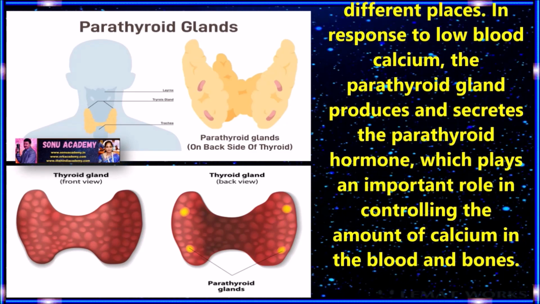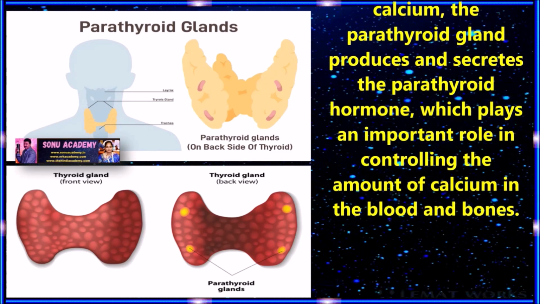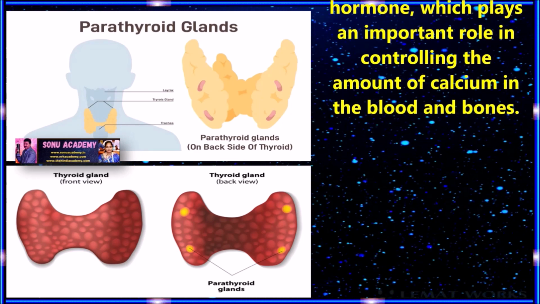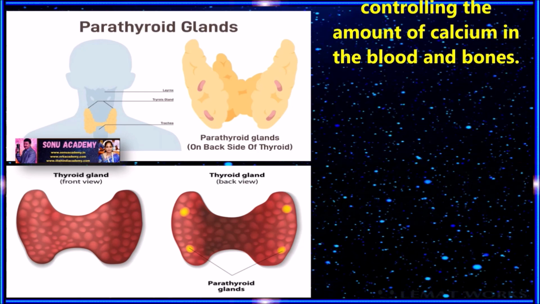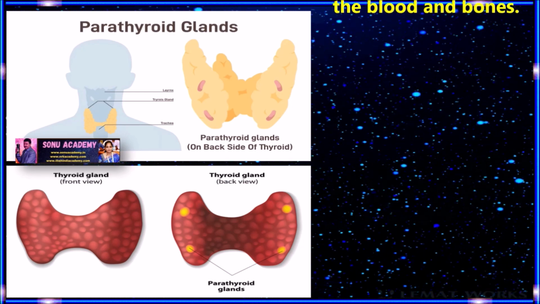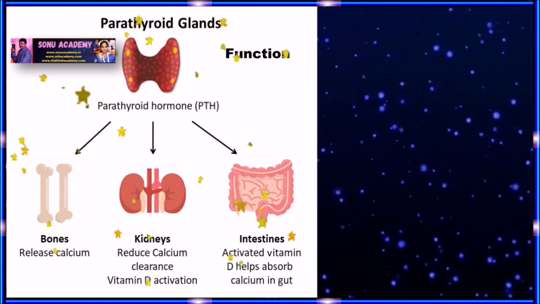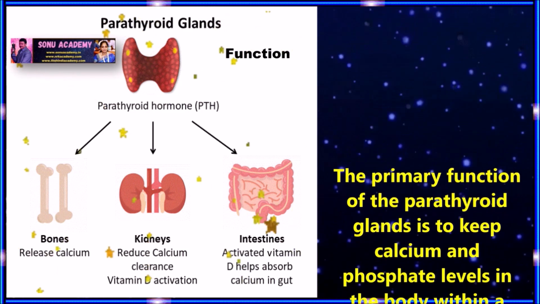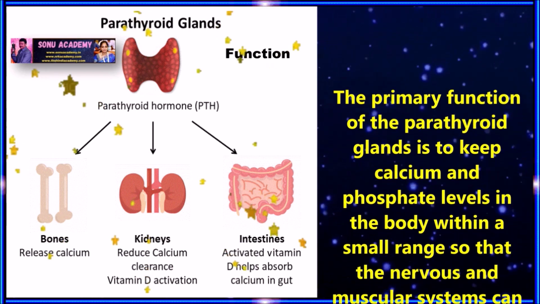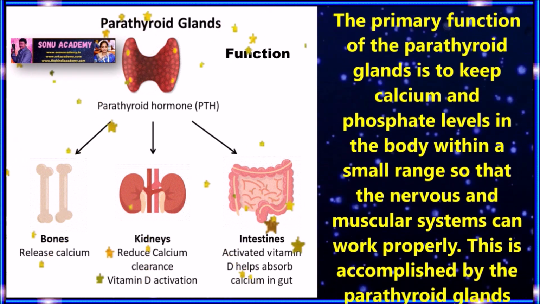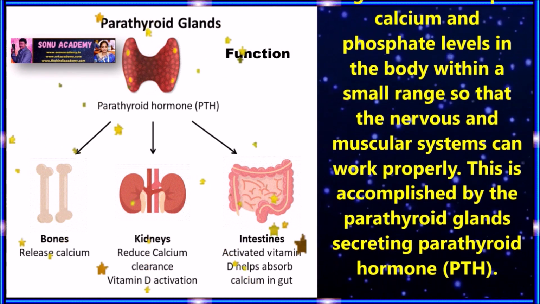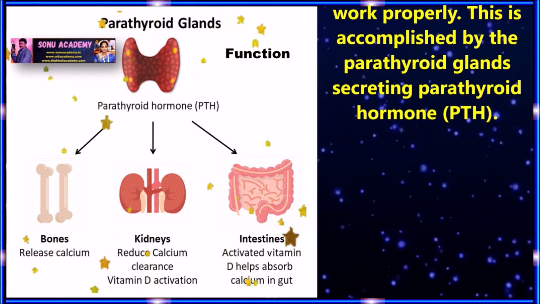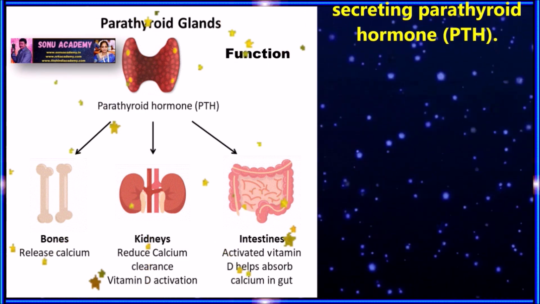In response to low blood calcium, the parathyroid gland produces and secretes the parathyroid hormone, which plays an important role in controlling the amount of calcium in the blood and bones. The primary function of the parathyroid gland is to keep calcium and phosphate levels in the blood within a small range so that the nervous system and muscular system can work properly. This is accomplished by the parathyroid gland secreting parathyroid hormone.